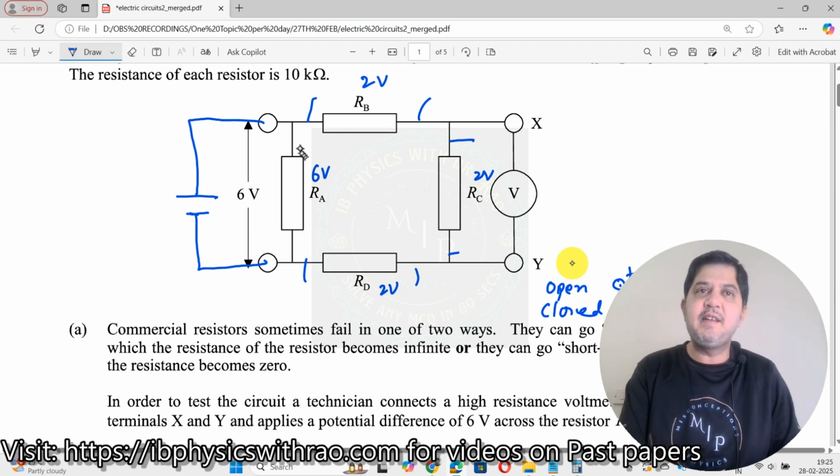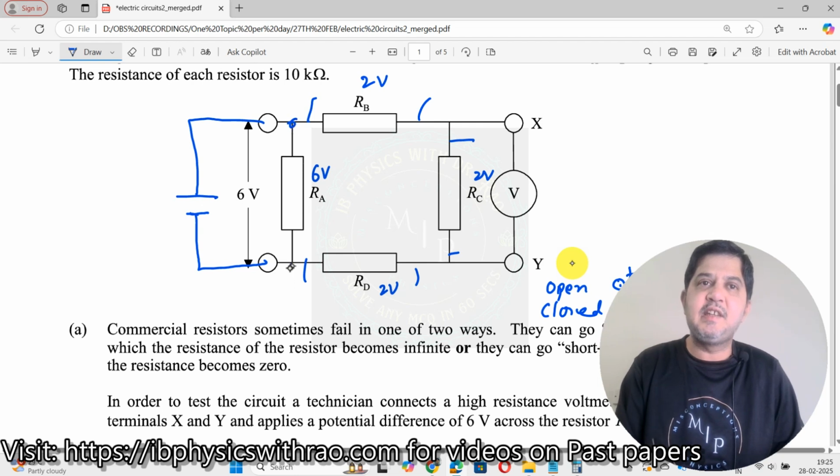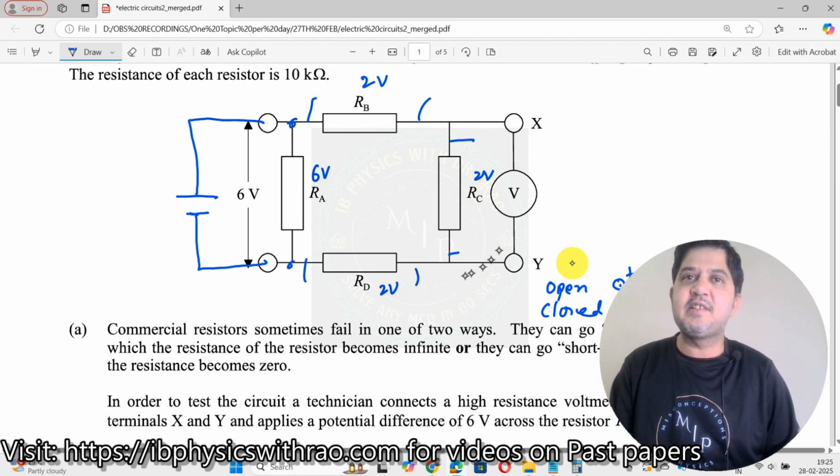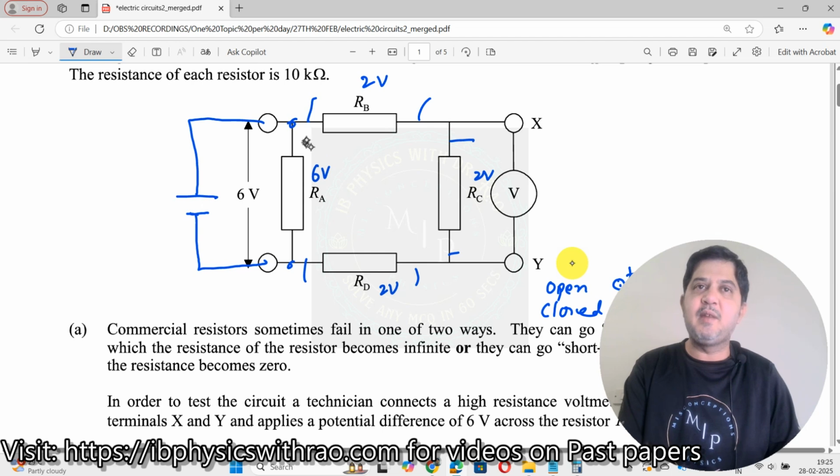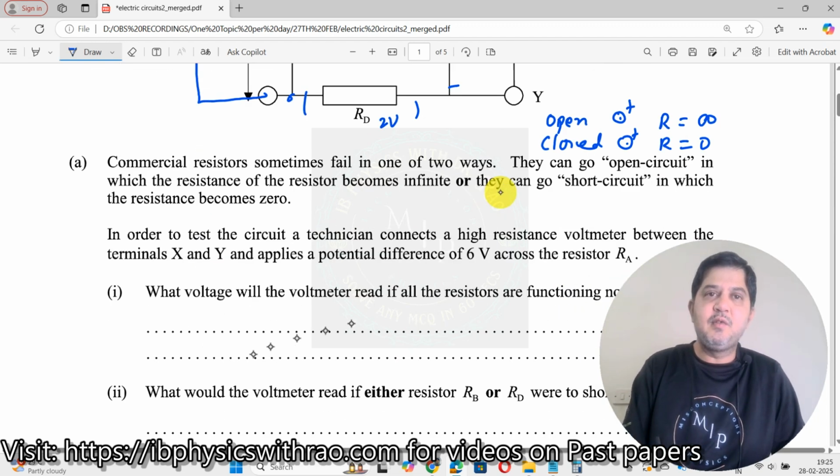We're just going to say the voltage across this terminal is equal to 6 volt. This entire voltage is getting dropped over here as 2 volt, 2 volt, and 2 volt. So what's the reading on the voltmeter? 2 volt. Now let us write that down. What will be the voltmeter reading? It will be 2 volt only.